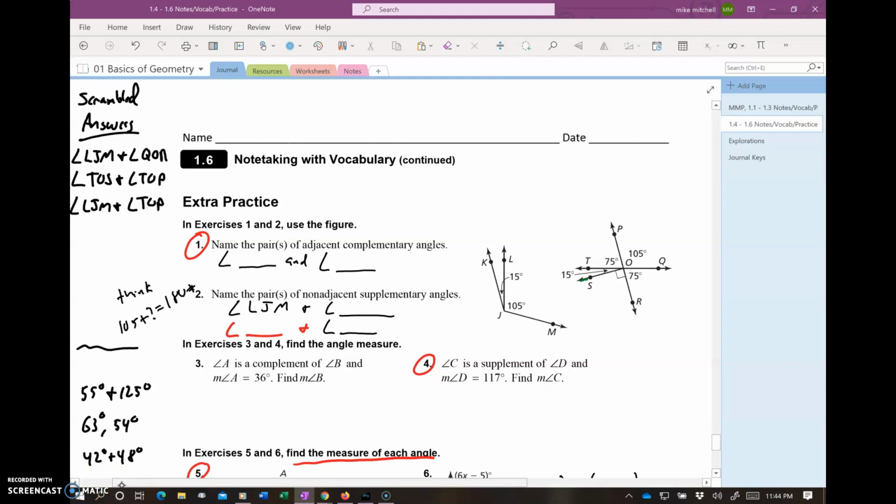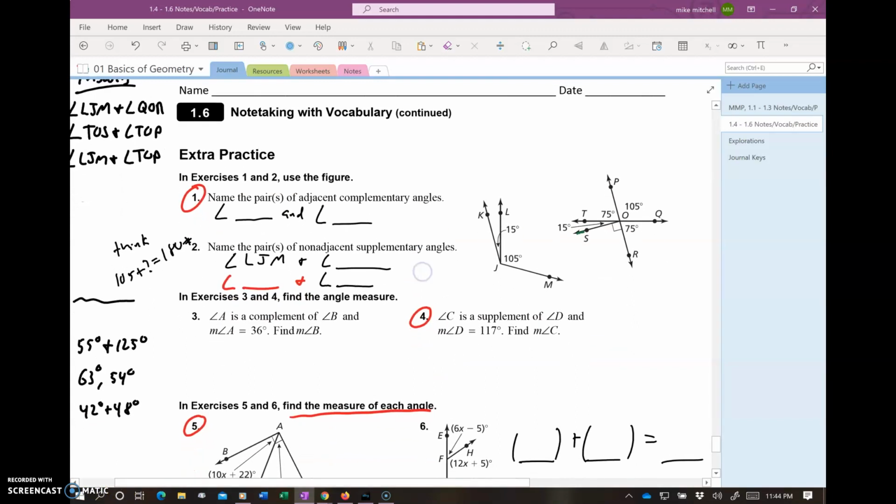Okay, now for the extra practice. Number one's kind of tough. Use the figure to answer the questions. Name the pair of adjacent, so there's a keyword, adjacent complementary angles. So they have to add up to 90. They have to share a common side and a common vertex. So I need to add up to 90. Nothing in this first diagram looks like it's adding up to 90.